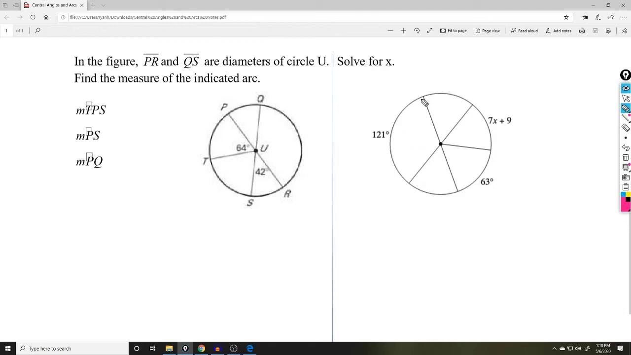So for example, I have a diameter here. This is a diameter. So this tracing around the circle has to be 180 degrees. So if I add these measurements up, I have to get 180. I don't know what this is yet, but whatever it is, if I then add 7x plus 9 and add 63, then I should get 180. So if I add this, this, and this, I should get 180. See if we can use something to figure out what this is. Pause for a few seconds and see if you can find how we're going to get this measurement.